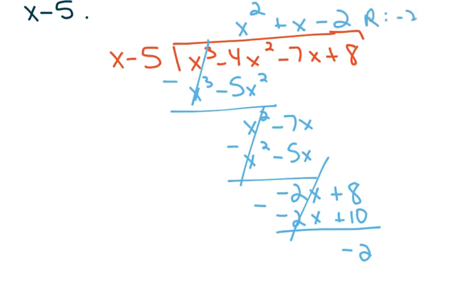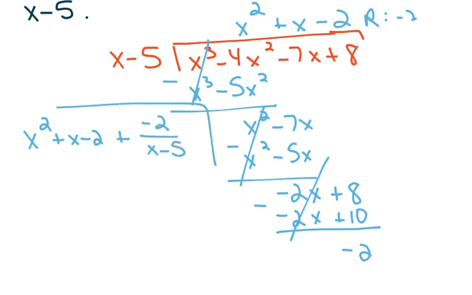We also sometimes write it like this: x squared plus x minus 2 plus negative 2 over x minus 5. So this is the more appropriate way of writing the answer. However, we sometimes just say remainder of negative 2. We learned another way of doing polynomial division last year. It was called synthetic division.